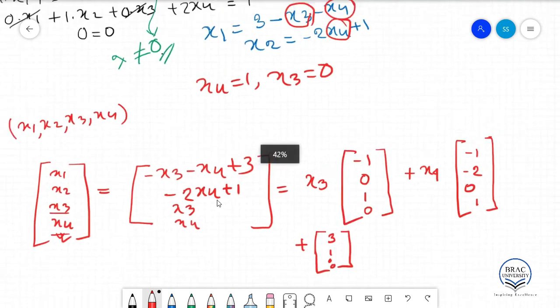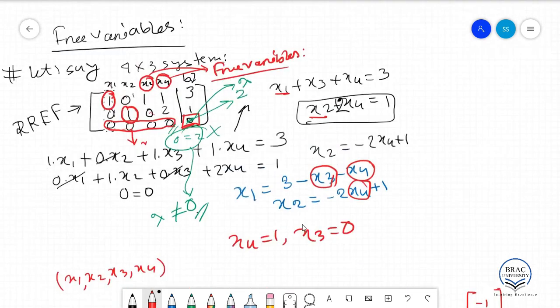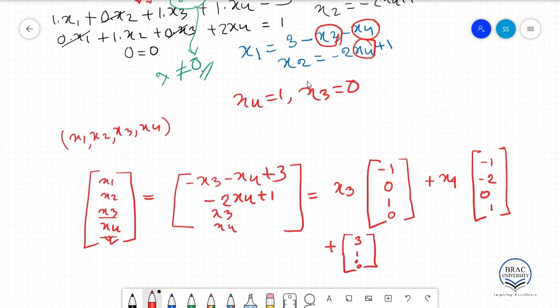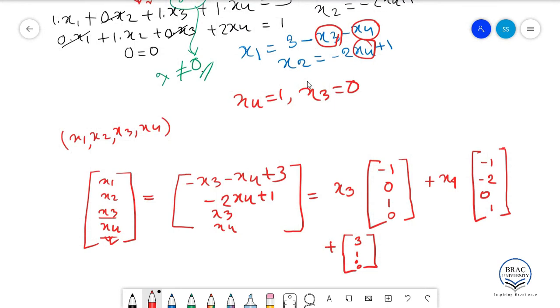So this is how you can identify the free variables or leading variables in a system where the number of equations is not the same as the number of variables. And with this lecture, I would like to conclude our discussion on matrices and linear systems.